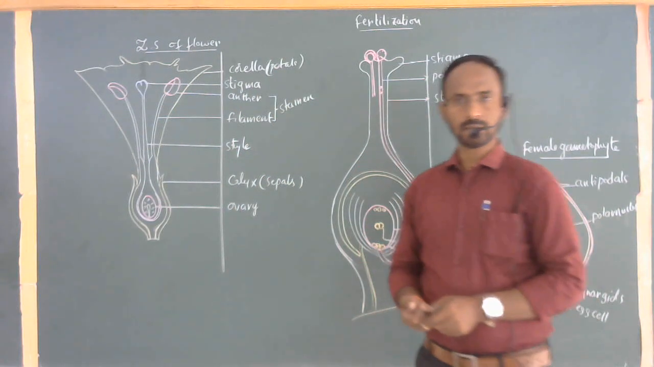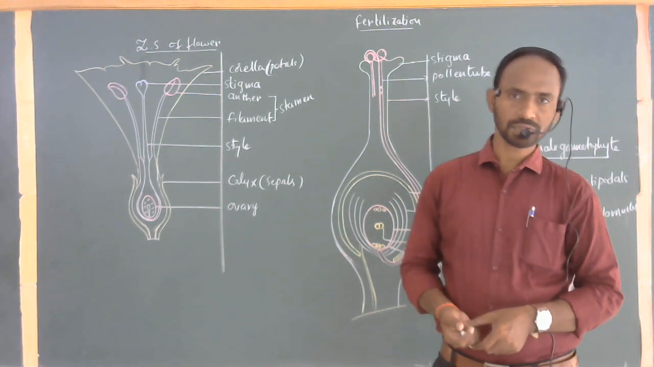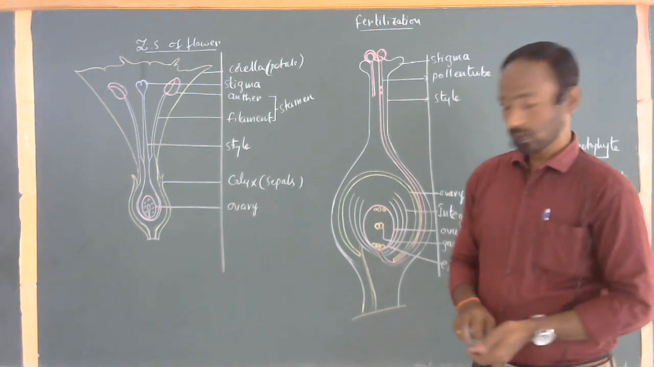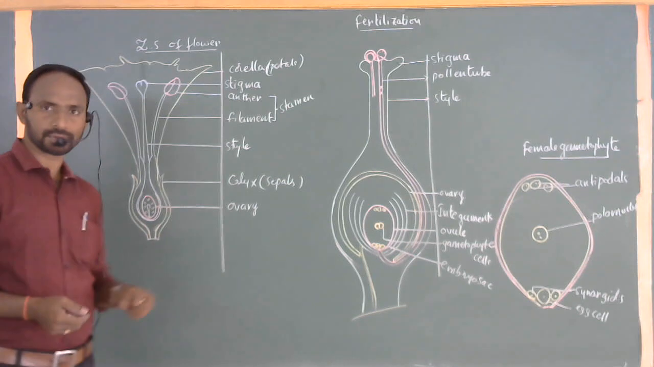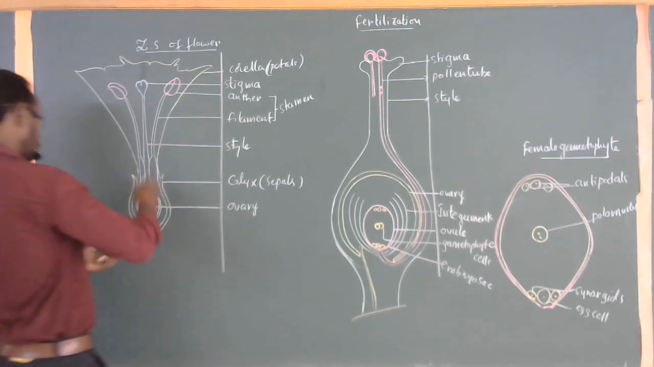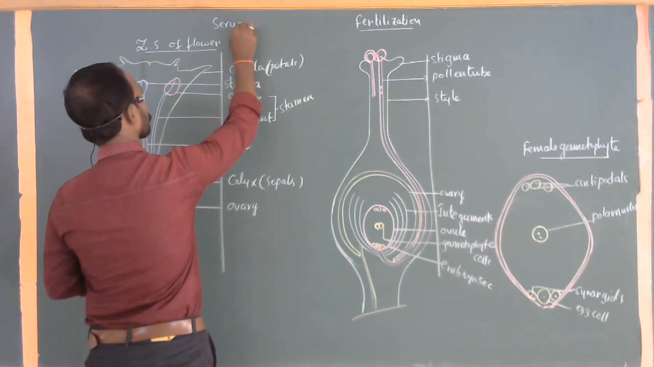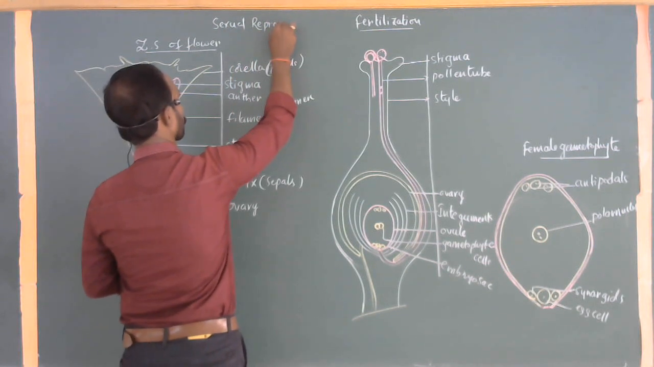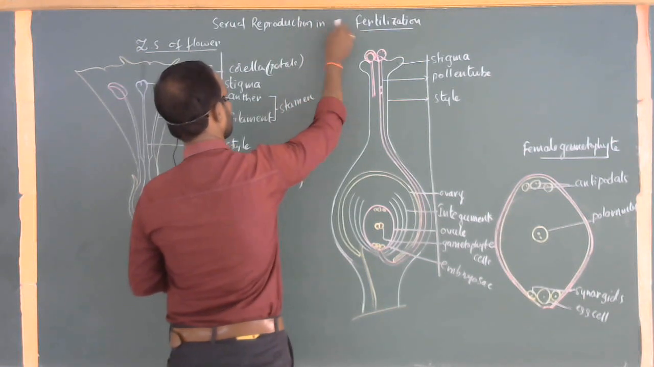Until yesterday's topic, we clearly understood childbirth, teenage motherhood, social evils, and reproductive health. Today's topic is how plants can reproduce. Today's topic is sexual reproduction in plants.